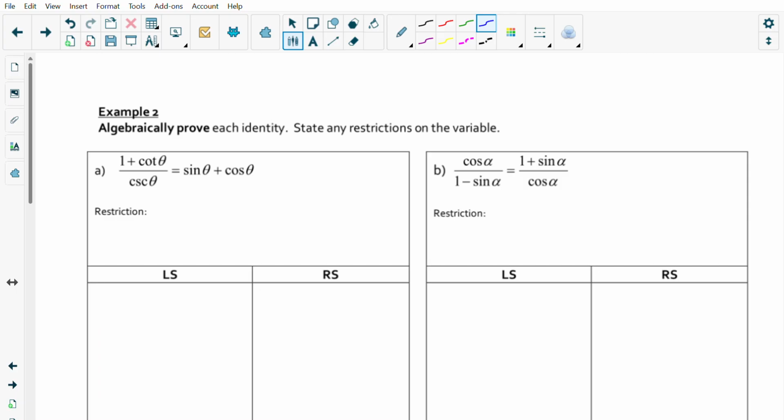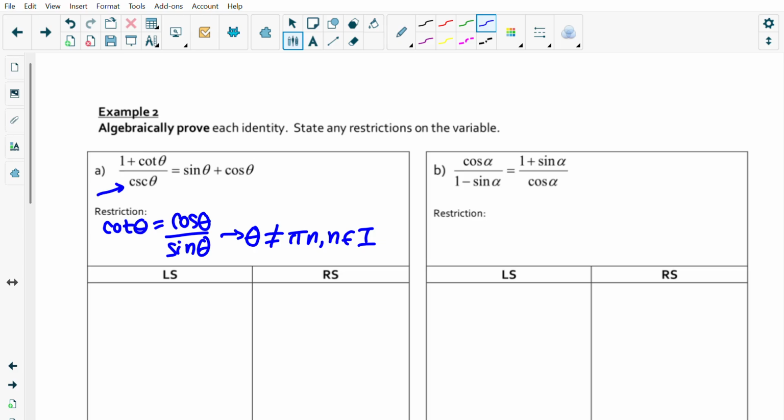Next page, folks. Algebraically prove each identity. State any restrictions on the variables. So my restrictions, cotangent of theta, I know that's equal to 1 over tangent of theta, or let me state it as cosine of theta divided by sine of theta. I don't want a sine of theta value equal to 0. So my first restriction from this is theta does not equal pi n, where n is an element of all integers. Okay, that's the first one.